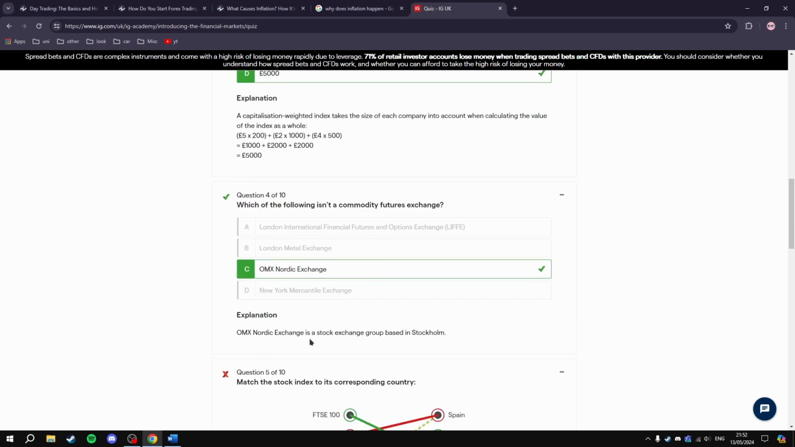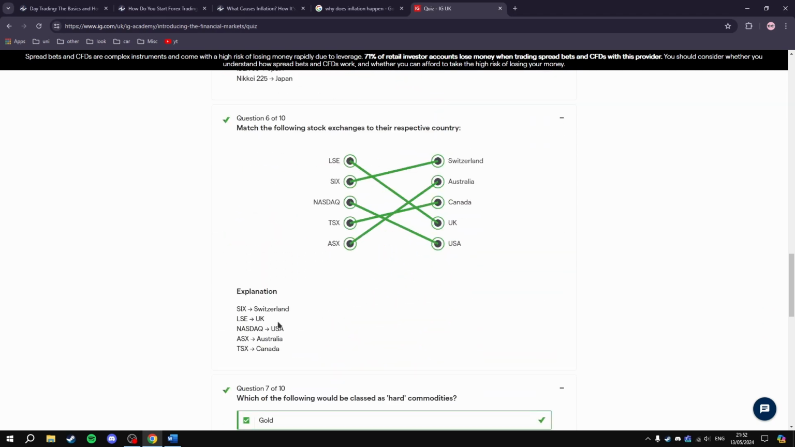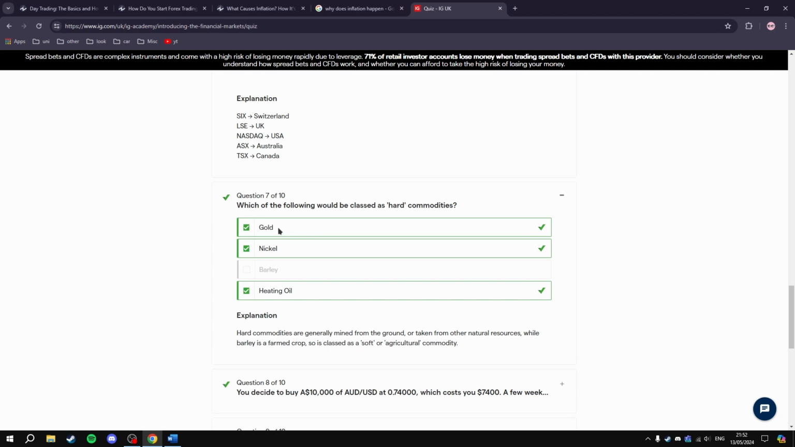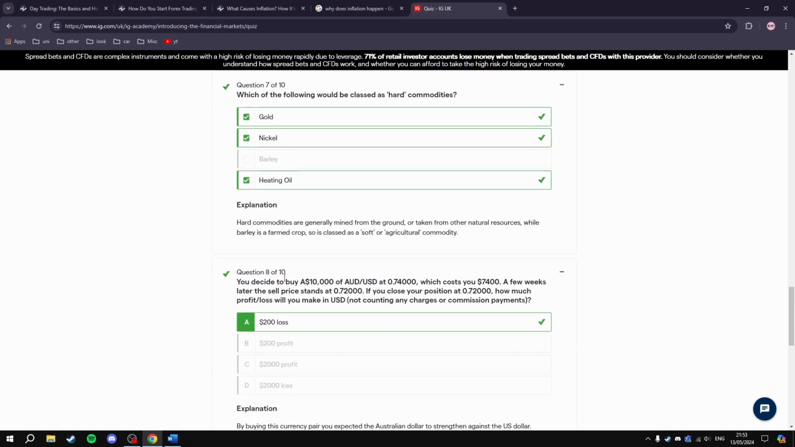Which of the following is in commodities? OMX Nordic Exchange is a stock exchange group based in Stockholm. Yep, that makes sense. Hard commodities are generally mined from the ground or taken from other natural resources, while barley is a farmed crop, so it's classified as a soft or agricultural commodity.